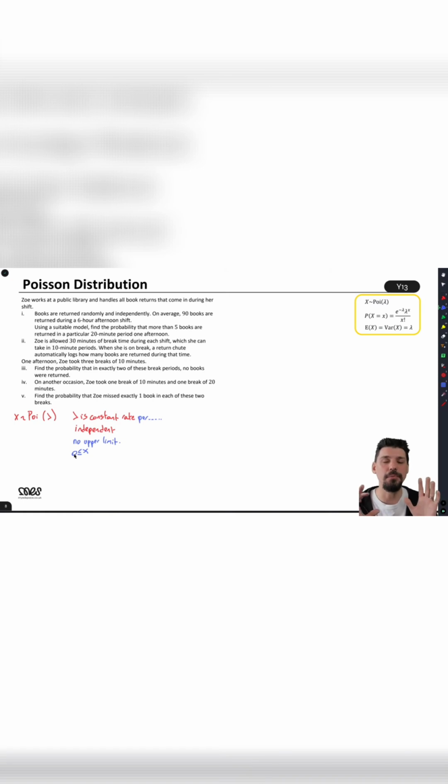So we don't have a fixed number of attempts n. That's the key thing. We're still counting how many things happen, but we don't have an upper fixed n. It's just literally they happen at a constant rate. So yeah, we could literally go all the way up to infinity if we wanted. You could have an infinite number of books. But what largely happens is that the probability conks out.